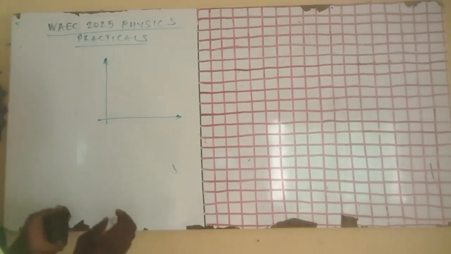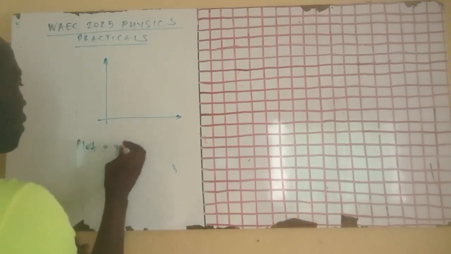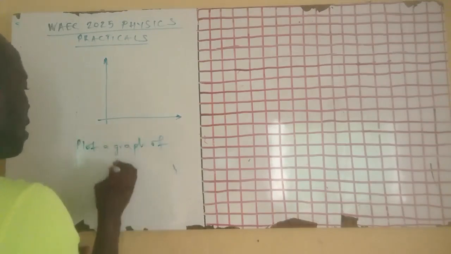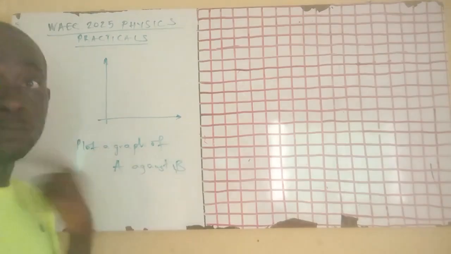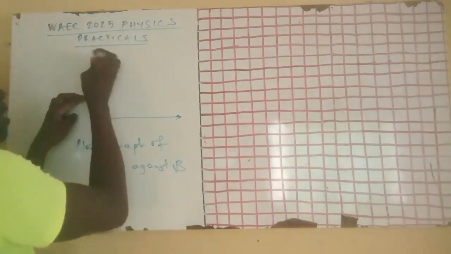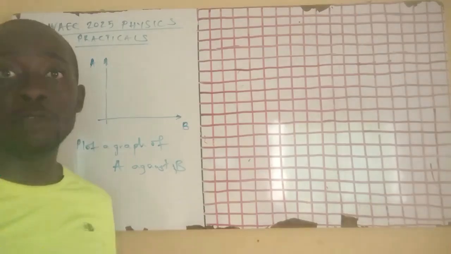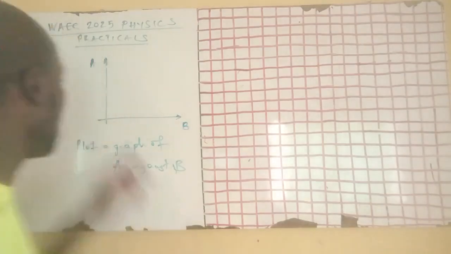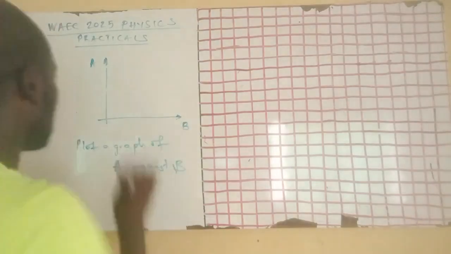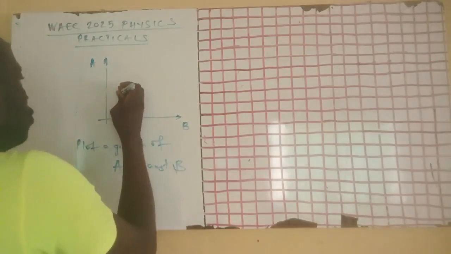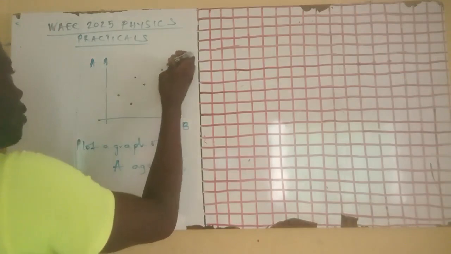If they say plot a graph of A against B, then that means A will be on the vertical axis and B will be on the horizontal axis. That's what they mean by plot a graph of A against B. A is going to be on the vertical axis and B is going to be on the horizontal axis. When you are plotting your graph, you'll be making points of your readings.